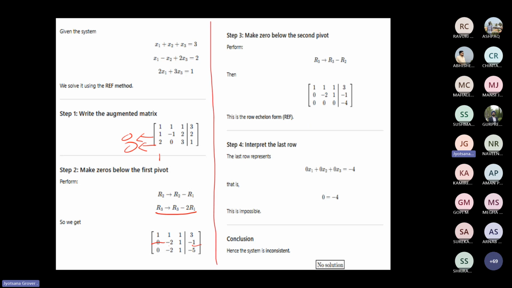What is the rank? It is 3 now. This is the augmented matrix, it is there. For which one are we saying 3? Okay.